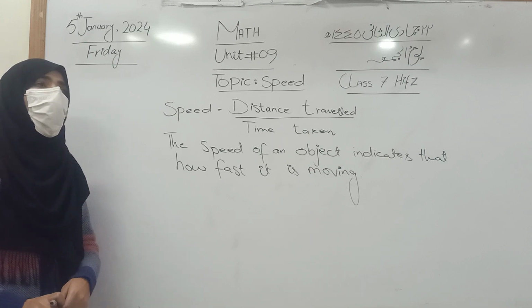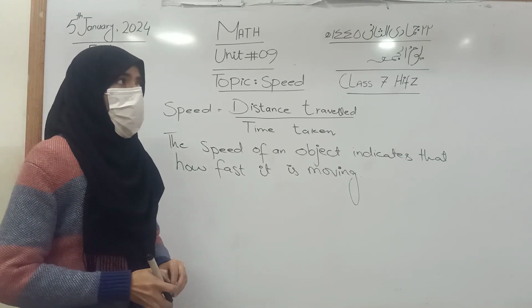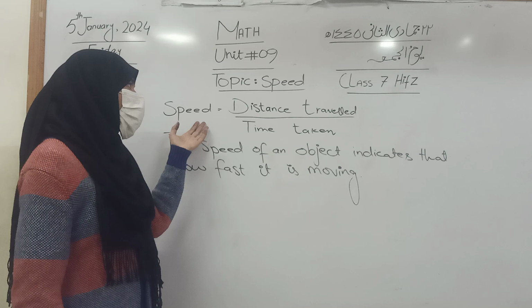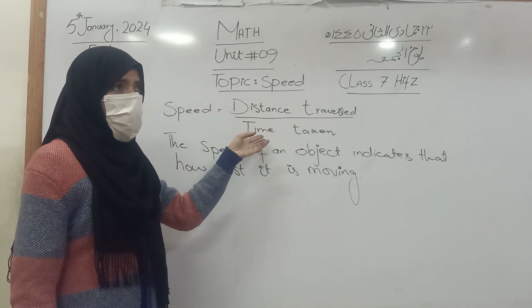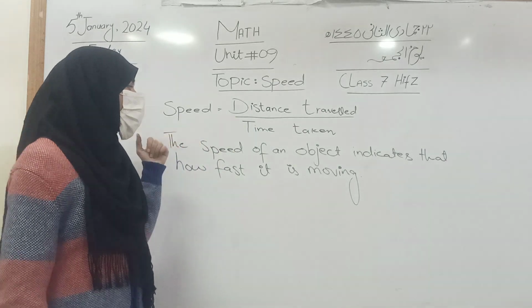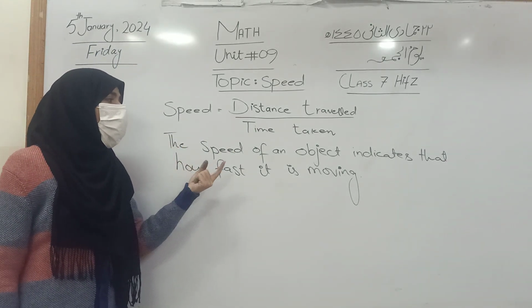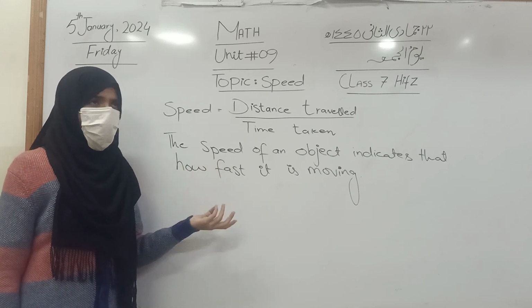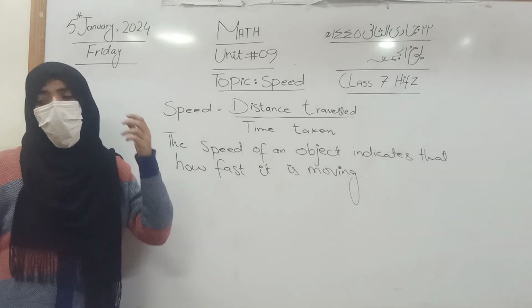Okay, obviously when an object is moving it has speed, and how can we get the speed? We can get speed by dividing distance travelled by time taken, and after getting the speed we can say that the speed of an object indicates how fast it is moving in the required time or in a given time. Okay, is it clear to all of you?